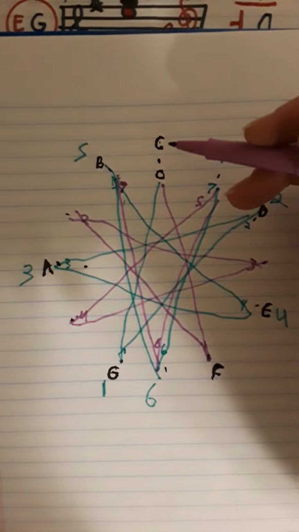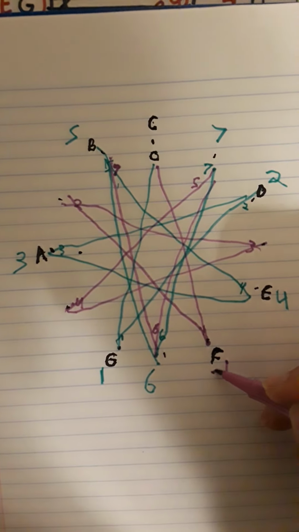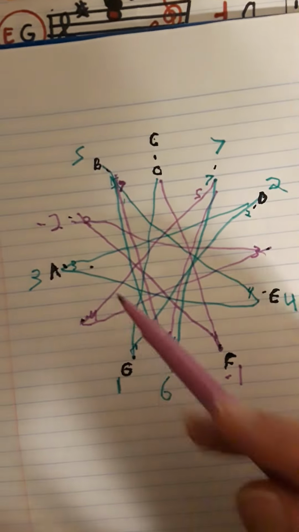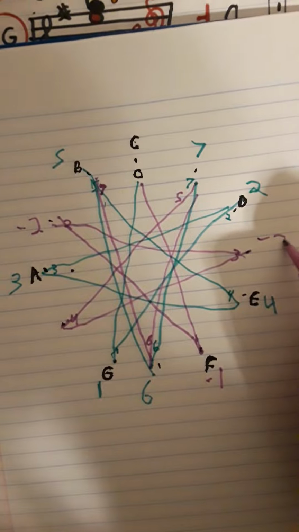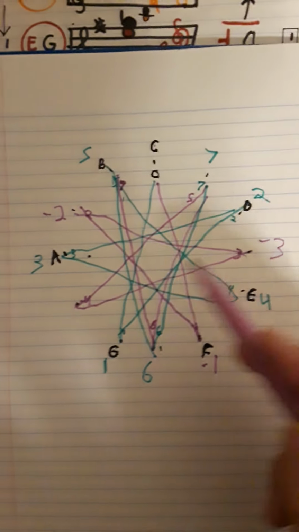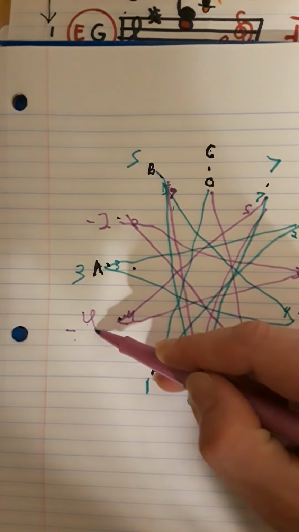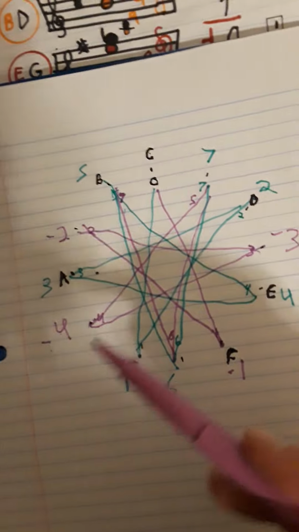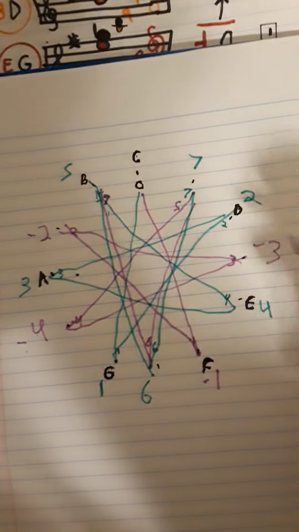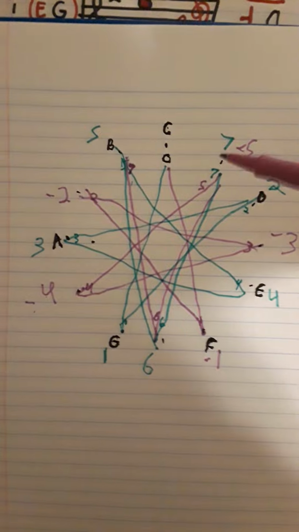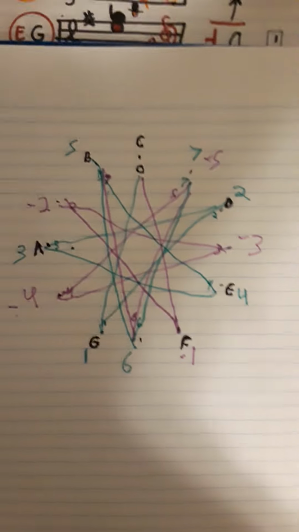Now for the flats, we got C, F, B flat, E flat, and then A flat, 4. And then D flat, 5, which is the same as the 7, which would have been the C sharp, D flat, C sharp. Notice how those match.